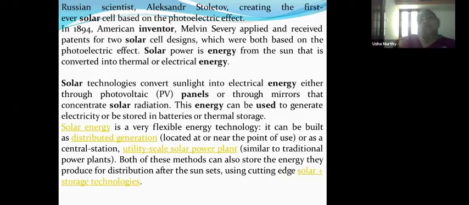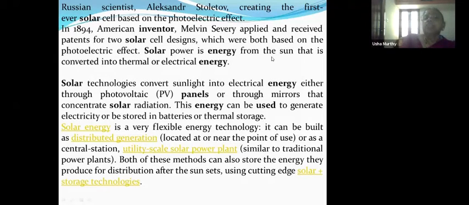Now coming to solar energy, one Russian scientist was the one who first formulated this idea of tapping the solar energy, and then going for solar cells based on the solar energy. So in 1894, an American inventor, Melvin Xavier, applied this concept and received the patent for two solar cell designs, which were both based on the photoelectric effect.